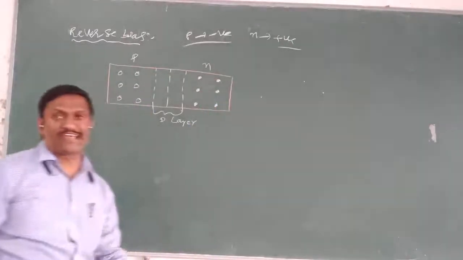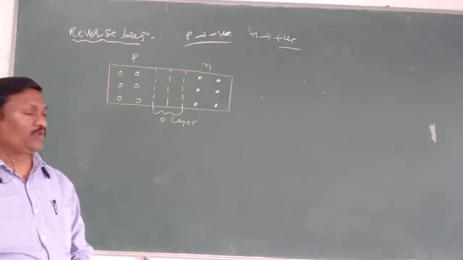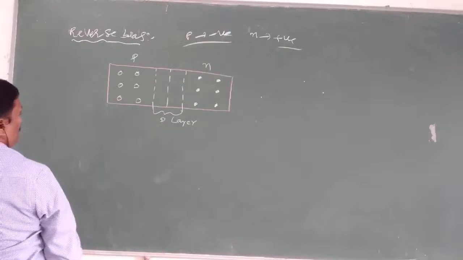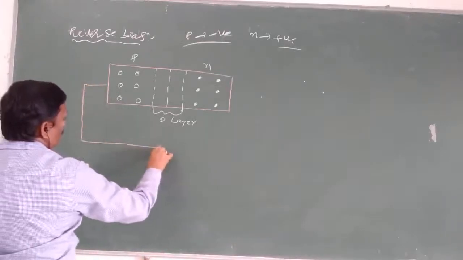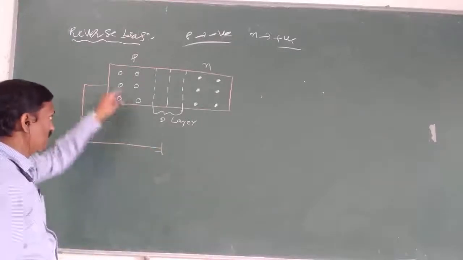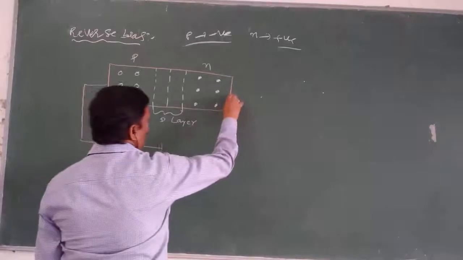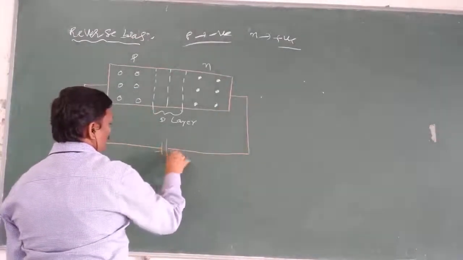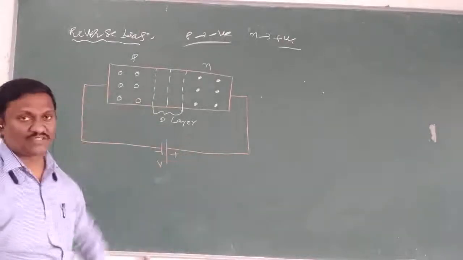So that is about the general diagram of a PN junction diode. Now, how can we say this diode is in reverse bias? Reverse bias means when the P region is connected to the negative polarity of the battery and the N region is connected to the positive polarity of the battery. Then the diode is actually in reverse bias: P region negative, N region positive.